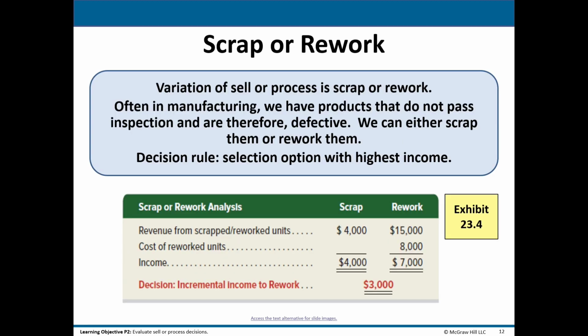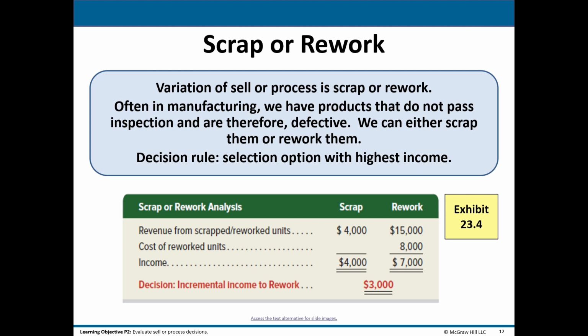So now a variation of this sell or process decision is called the scrap or rework decision. Manufacturing processes sometimes yield defective products. Managers must decide at that point whether or not to scrap the work or rework the products. So let's assume that Fast Track has 1,000 defective units of a product that they've already spent $10,000 to manufacture. These units can be sold as scrap for $4,000, or they can be reworked for $8,000 and then sold for $15,000. So, should Fast Track sell the units as is, as scrap, or should they rework them?